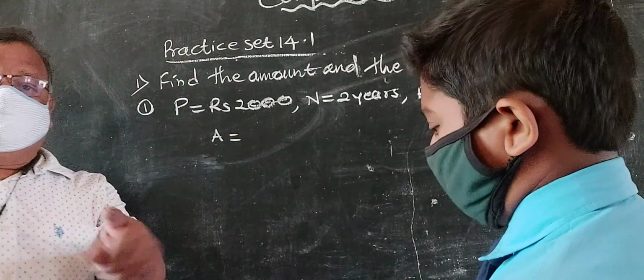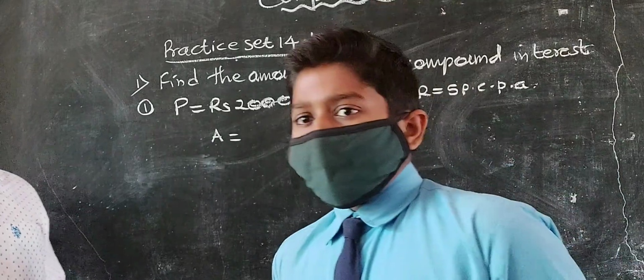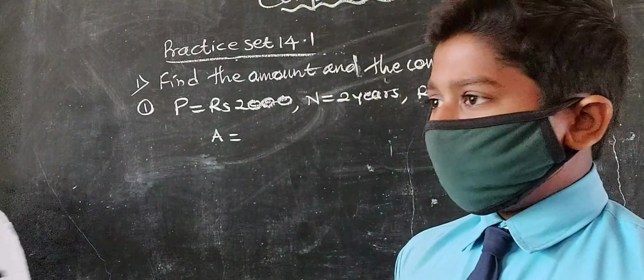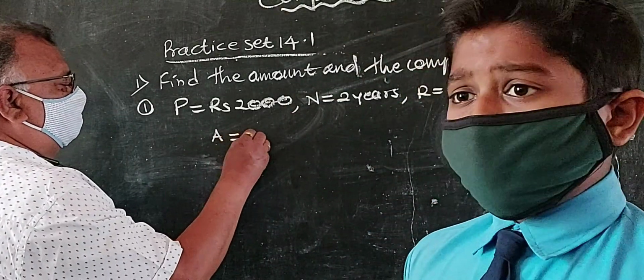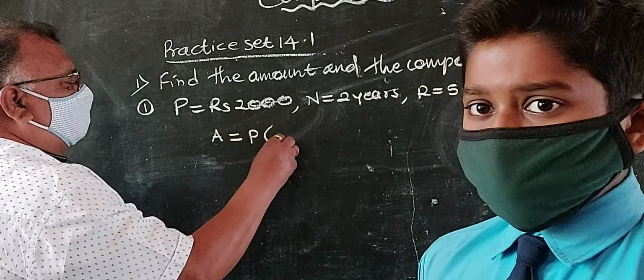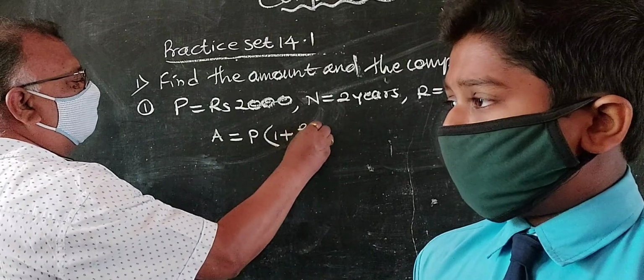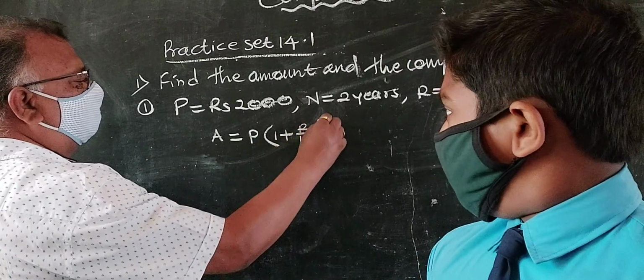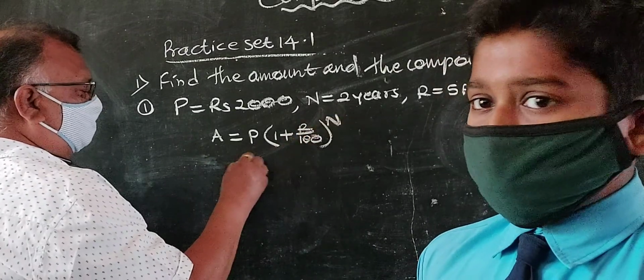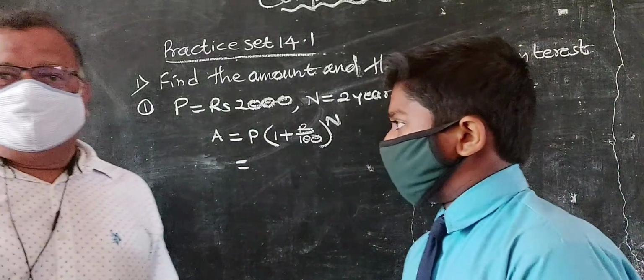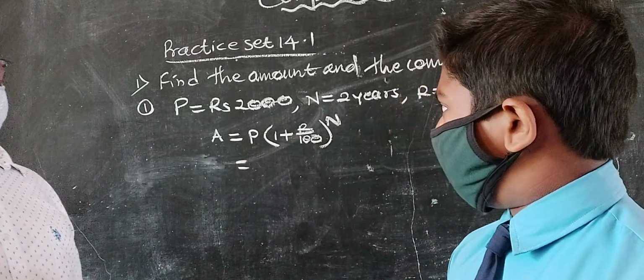Yes, sir. Come on, look there. Don't look in the textbook. Tell the formula for amount. A is equal to principal P in the bracket 1 plus R upon 100, raised to N. So this is the formula for amount. Okay. Now we will substitute the values.